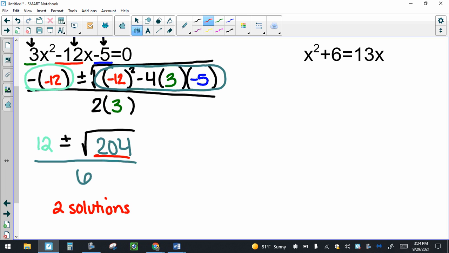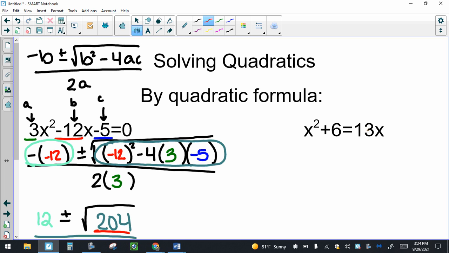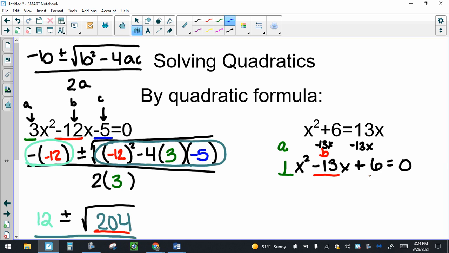All right, so let's talk about the next one. The next one, notice that it doesn't equal 0 yet. So I need to minus 13x from both sides. And in this one, I'm going to squidge it in the middle here, because I do want it to go x squared, and then my something x, and then my number equals 0. All right, so I've got my a is the number in front of x squared, which is 1. I've got the b, which is the number in front of x, which is negative 13. And I've got c, which is the constant, which is my positive 6.